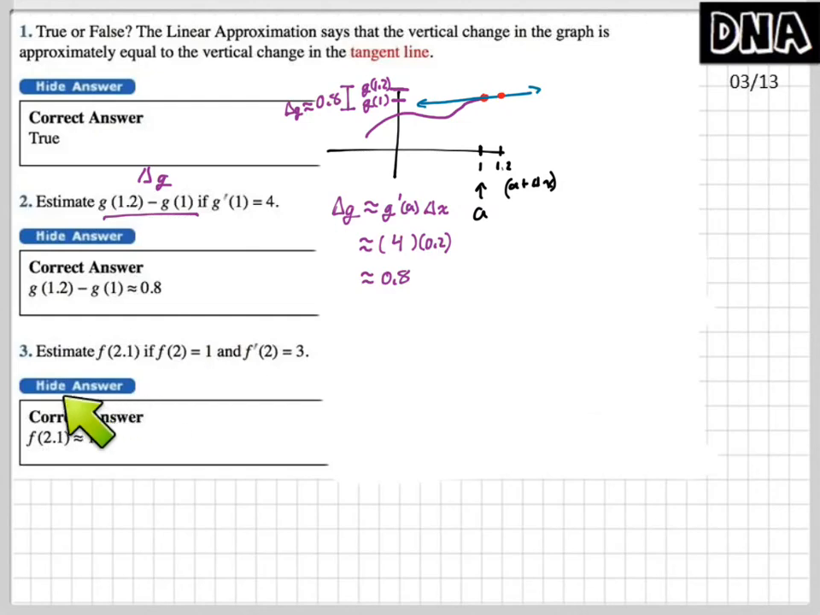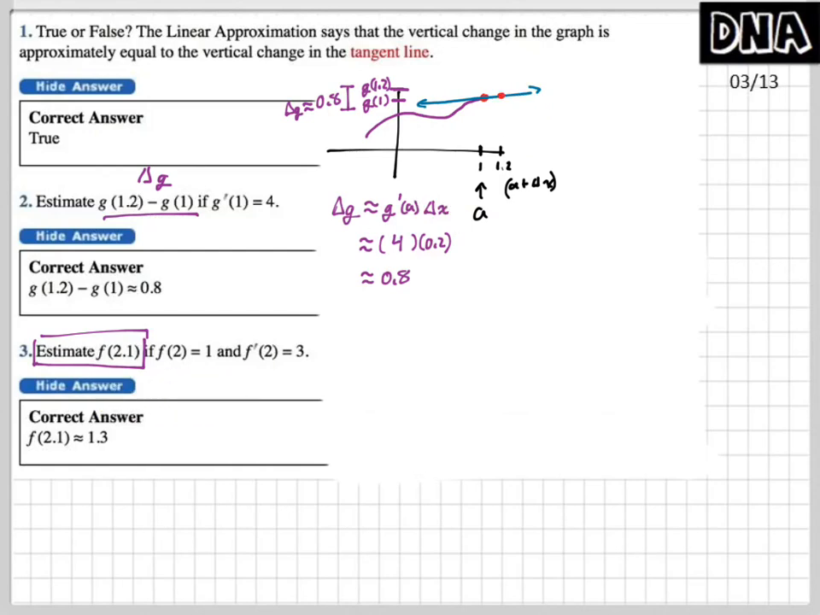This one down here, what is it asking? You've got to read it carefully and slowly. What is it actually asking? It says estimate f of 2.1 if, and then it gives us stuff to help us do it. We can stop right there and know what this is asking. It wants a y value. What is the y value? If we compared this question to the one up here, it would be asking for the y value of the point that we're guessing. It's asking, what is that new point?